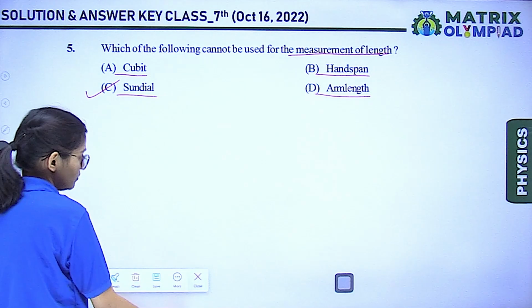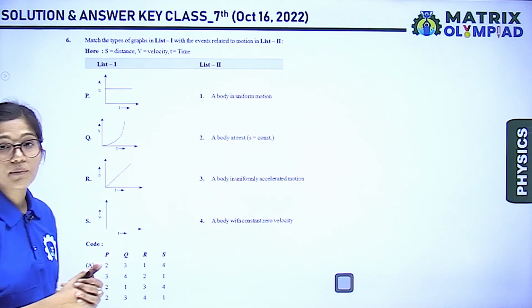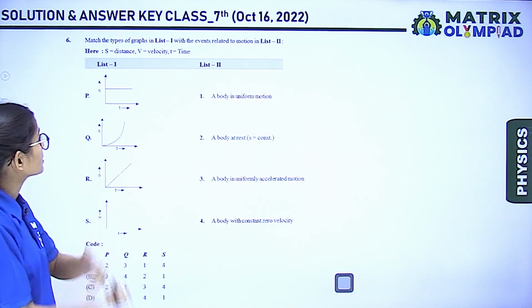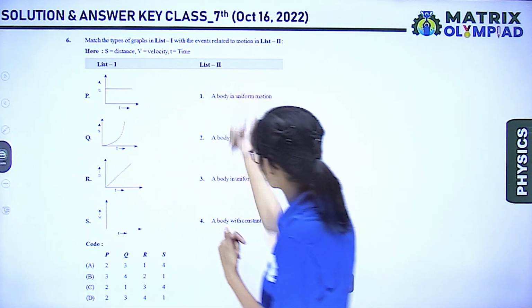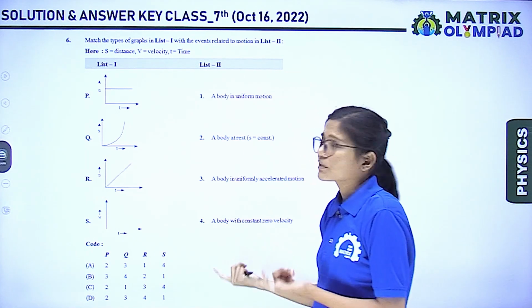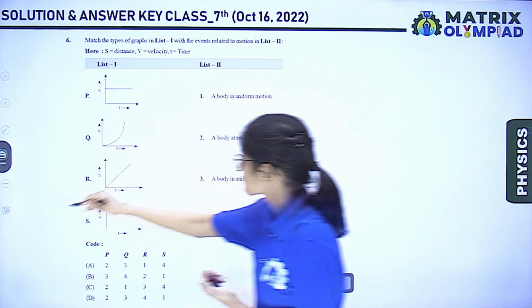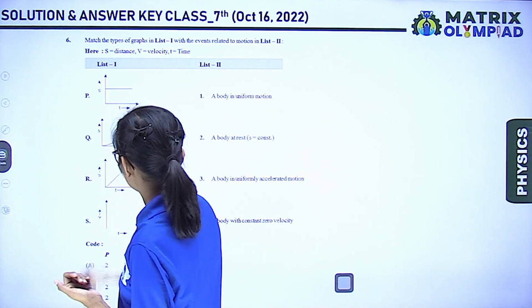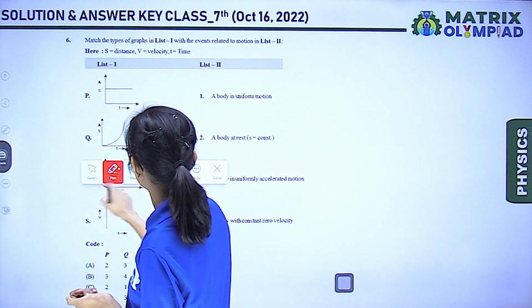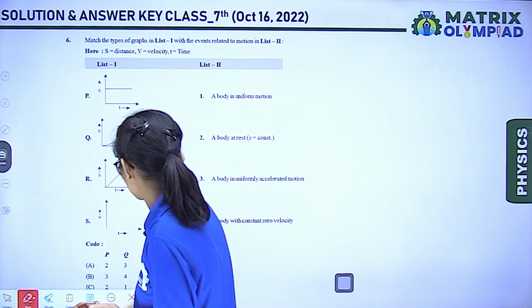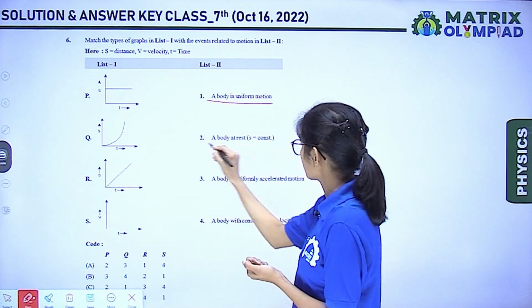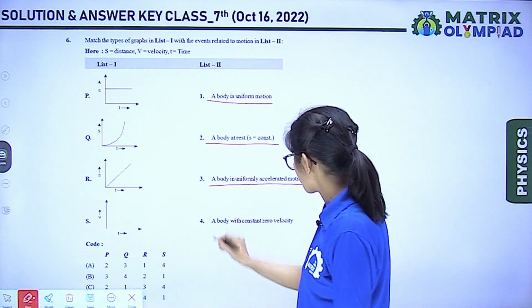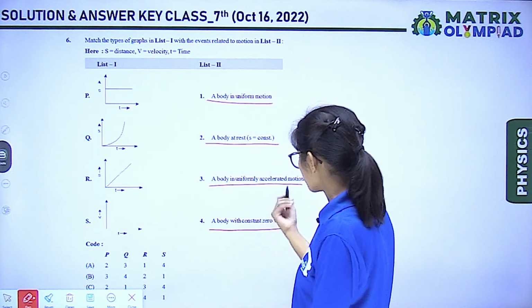Now come to question number 6. In question number 6 there are two lists. In the first list graphs are given, and in the second list there are different possibilities. Now see. First, a body in uniform motion, then a body at rest, then a body in uniform acceleration, and a body with constant zero velocity.